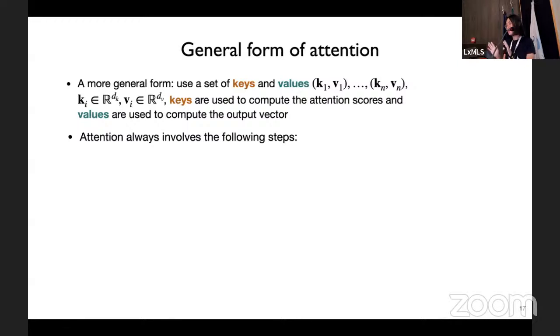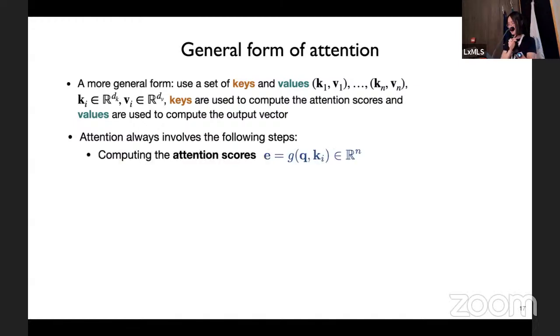And attention always involves the following steps. I already walked through how this works in the sequence-to-sequence models, so here is just a more general form. First, you need to compute the attention score, expressed as a function of the query vector Q and the key vectors Ki. Because there are n key vectors, this attention score should be an n-dimensional vector. So basically, calculate the similarity between Q and each key.